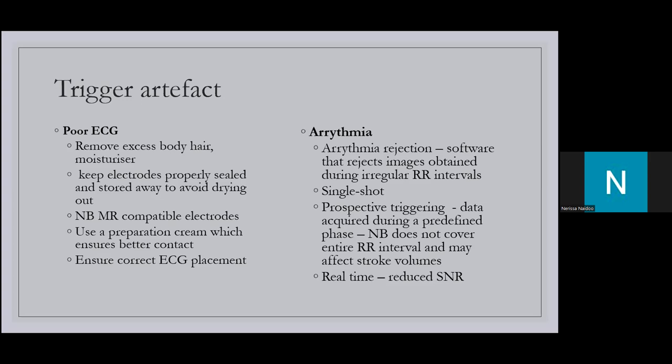Make sure that you are using MR compatible electrodes. We don't want to have any RF burns while the patient is in the magnet. So MR compatible electrodes are an absolute must. Make sure you check those. We often use a preparation cream, which ensures better contact with the electrodes. It's almost like an exfoliating cream. It feels like it has tiny granules in it, and that just prepares the skin. So what we do is remove any excess or unwanted body hair around the electrode placement area. We then take the preparation cream, give it a tiny little rub over the area that we are interested in, and then wipe it off with a paper towel.